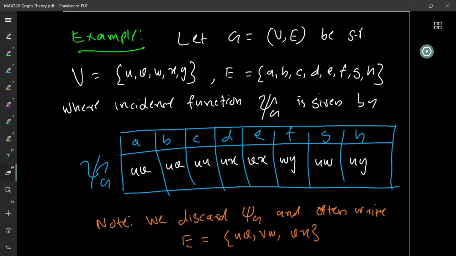So this is what we usually do. Like we just write, let's say V is equal to {1, 2, 3}, then E is equal to, let's say, {12, 13, 23} or something like that. This will tell you everything that we need to know about the graph.